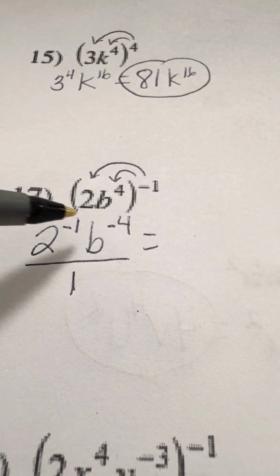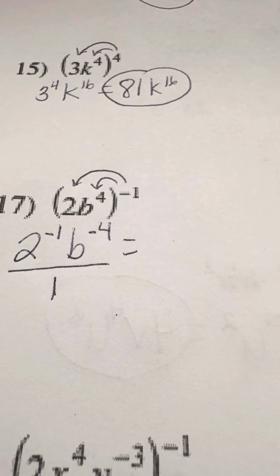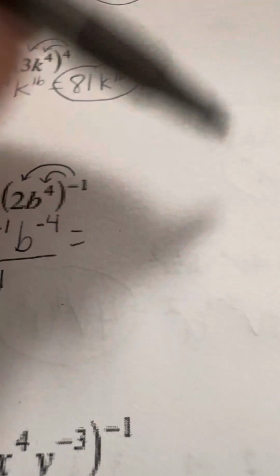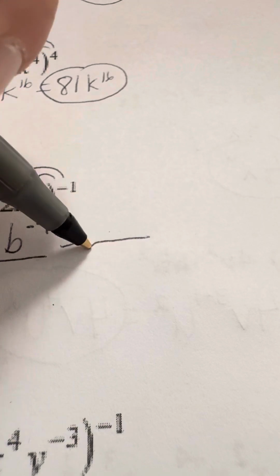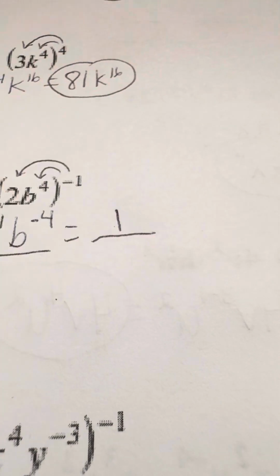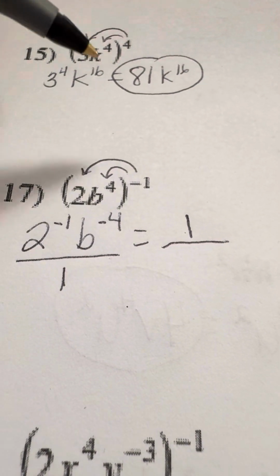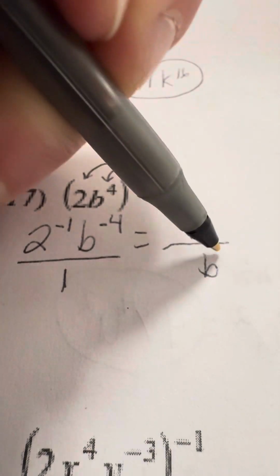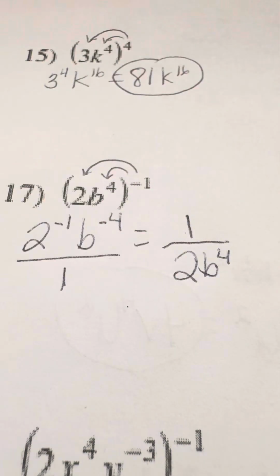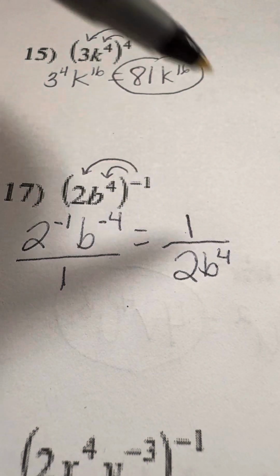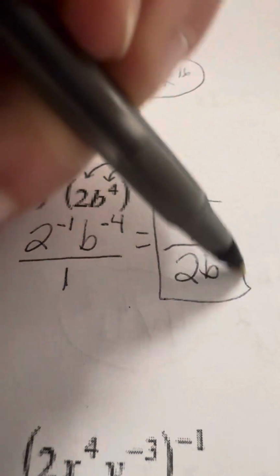So that 2 to the -1st power will be 2 to the 1st power, but it's going to be in the denominator instead of the numerator. And the same thing goes with that b. The b to the 4th power is going to be down in the denominator now in order to make it positive. So we would have 2 over b to the 4th power, and that would be your finalized answer for that one.